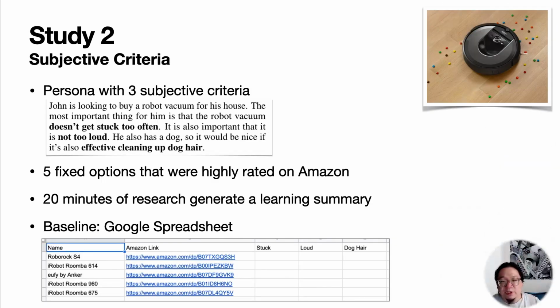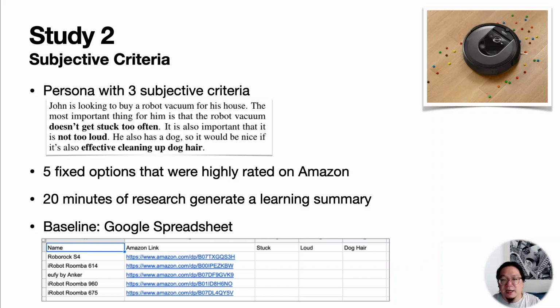For the second study, we look at criteria that were more subjective and experience-based. So this task can be more challenging than the first one because participants have to look at multiple reviews to better characterize each criterion for each option. To control for task complexity, we used a fixed persona for buying a robot vacuum. The persona had 3 criteria that were more subjective and experience-based.